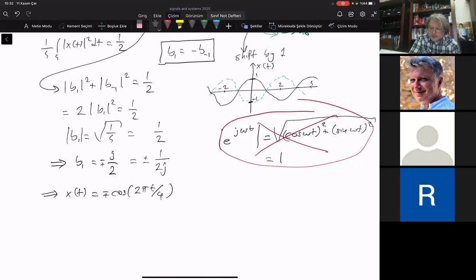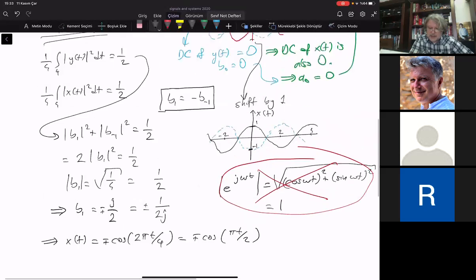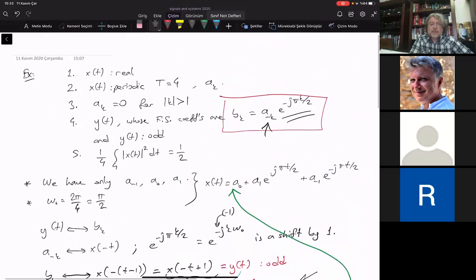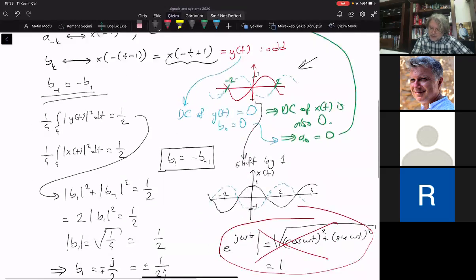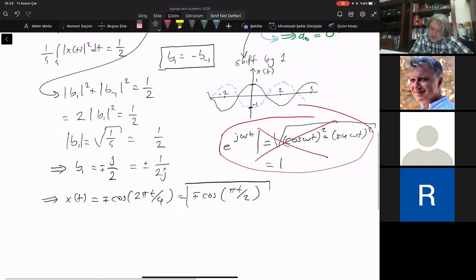2 pi t over capital T, which is plus or minus cosine pi t over 2. So that's it. This is the final result that we determine. We are able to determine x of t, therefore, up to a sign factor. We don't know the sign of it. It is either plus or minus, but with these 5 inputs, we cannot determine that. Whether its sign is a plus or a minus, we don't know, but we can say that this information is compatible with an x of t, which is either plus or minus of x of pi t over 2.